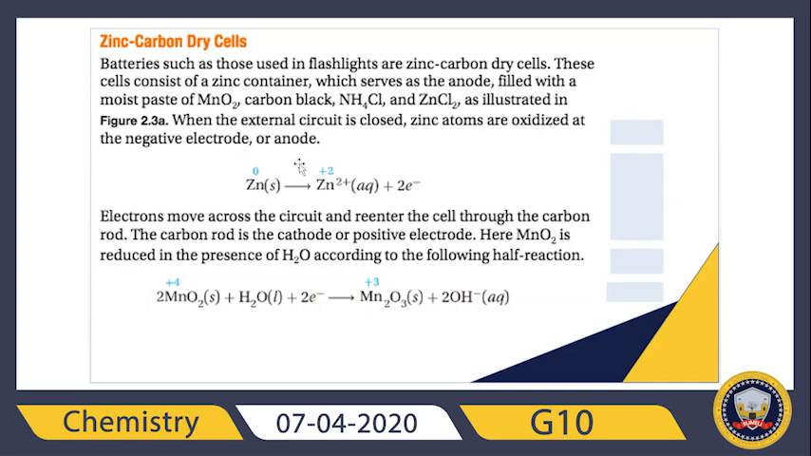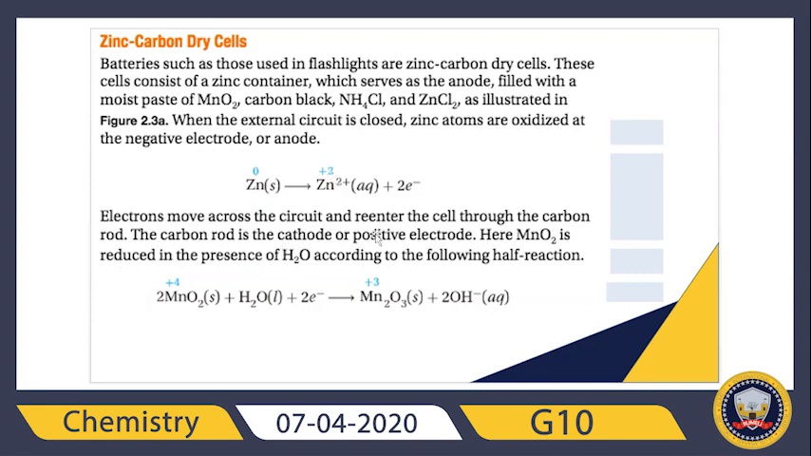Now, when the external circuit is closed, zinc atoms are oxidized, and you see this is the equation. Zn is a pure element, so the oxidation number is 0. It gets oxidized, so it loses electrons and becomes +2. From 0 to +2, the oxidation number has increased.